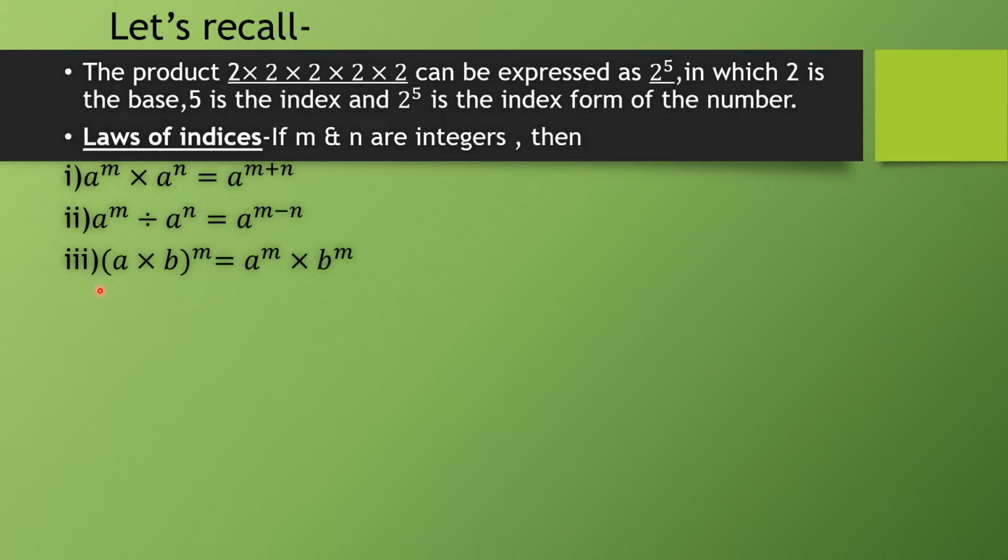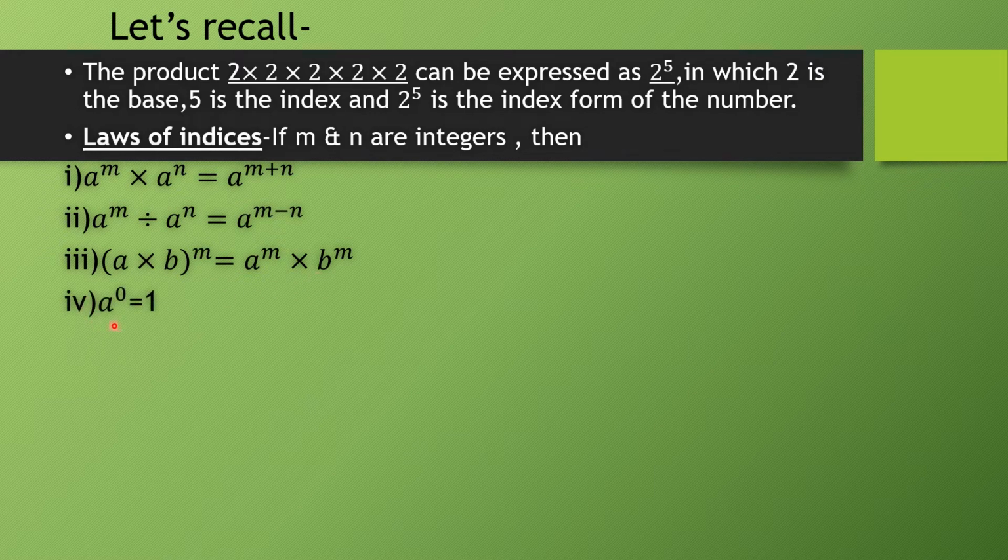Then third law, (a into b) bracket raised to m is equal to a raised to m into b raised to m. Here a into b is written in the bracket and this bracket is raised to m. This bracket is equal to a raised to m into b raised to m, that is, these index forms are separated here.